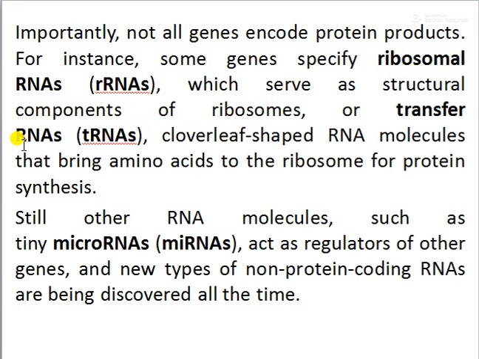On the other hand, we have transfer RNAs. These RNAs, like ribosomal RNA, also do not contain information as messenger RNA does, but their function is to transfer amino acids from various parts of the cytoplasm to ribosomes for the formation of proteins.